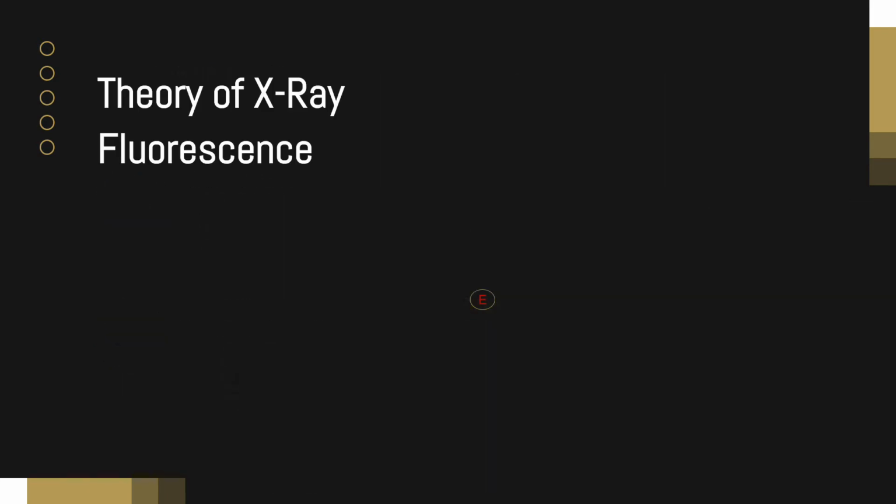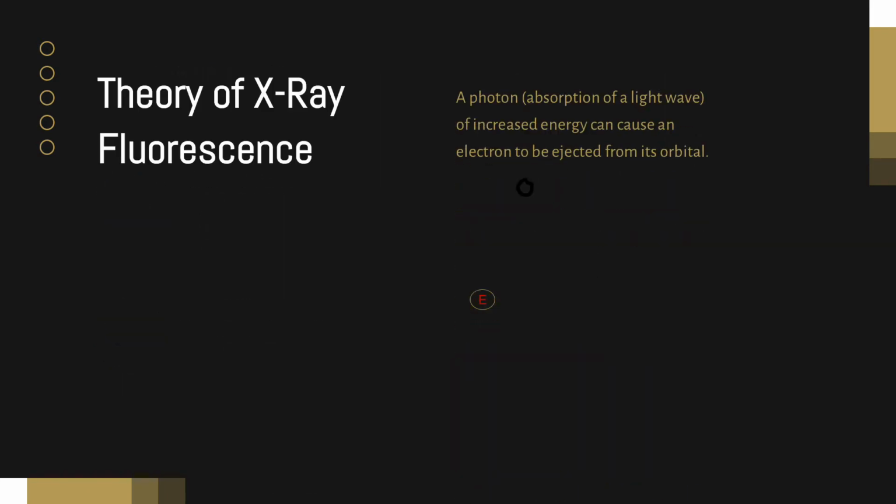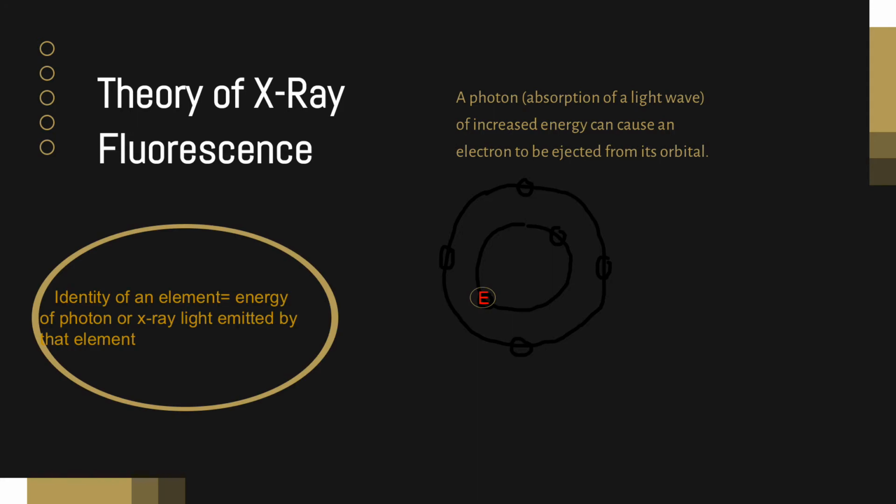Theory of X-ray fluorescence. A photon, or the absorption of a light wave of increased energy, can cause an electron to be ejected from its orbital and be replaced by a higher-level electron. The identity of an element can be determined by finding the wavelength of the photon, or X-ray light emitted by that particular element. Applying the theory of XRF.